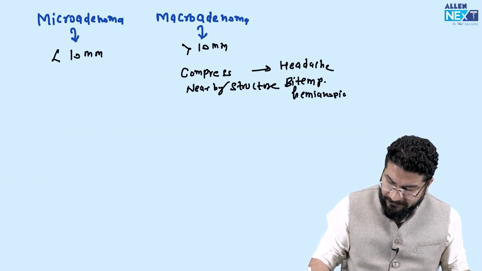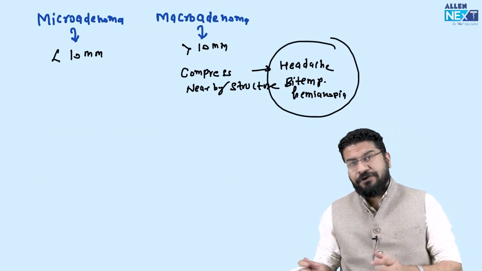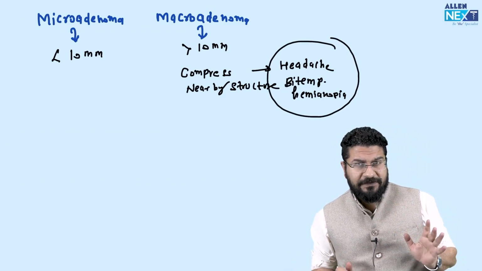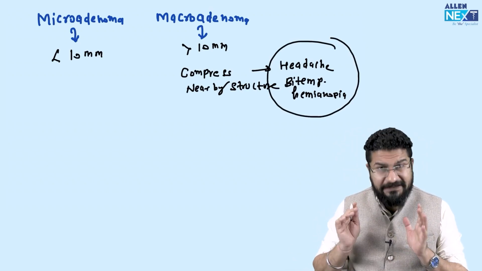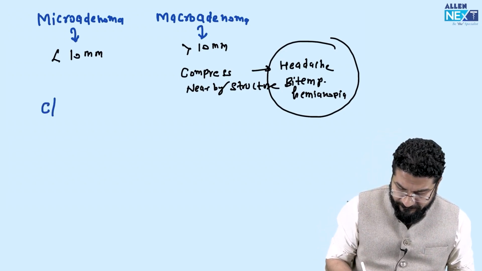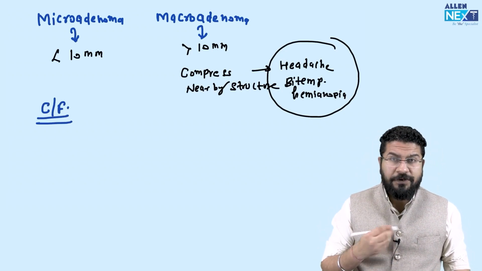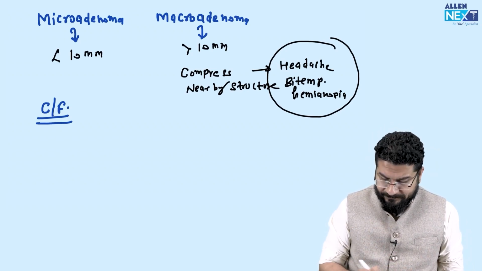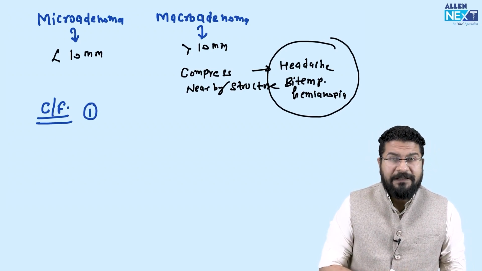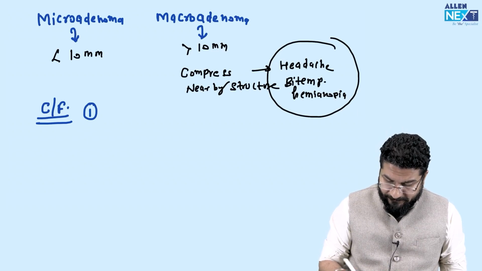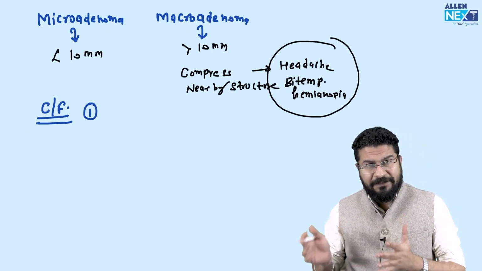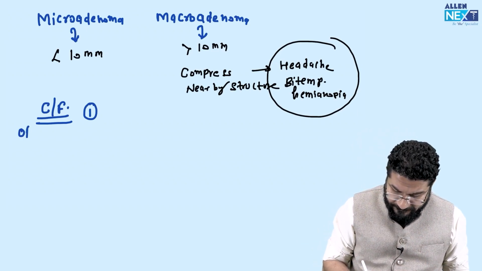So remember, you can see this in any tumor which is bigger in size and compressing nearby structures. Now, keeping this in mind, I can tell you the clinical features of this pituitary tumor. The first feature, if I talk specifically, the most common is prolactinoma. So I'm writing here the clinical features of prolactinoma.